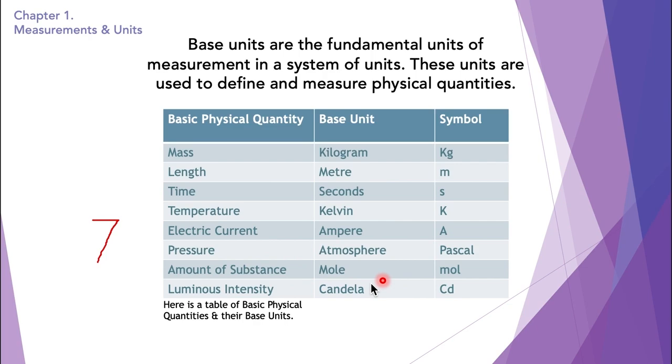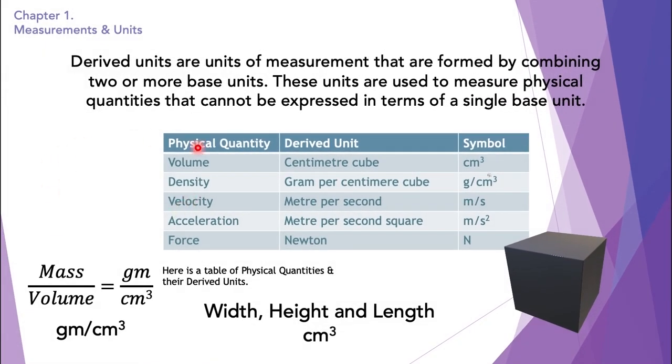Now, these base units are important to remember as they are the fundamental units of measurement in a system of units. These are the units that basically are used to define and measure physical quantities. And from these base units, we get the derived units, which are the second types of units in the SI system. So derived units are units of measurement that are formed by combining 2 or more base units. These units are used to measure physical quantities that cannot be expressed in terms of a single base unit.